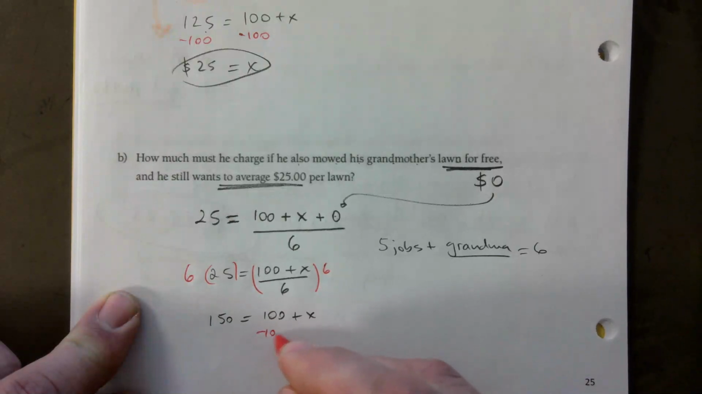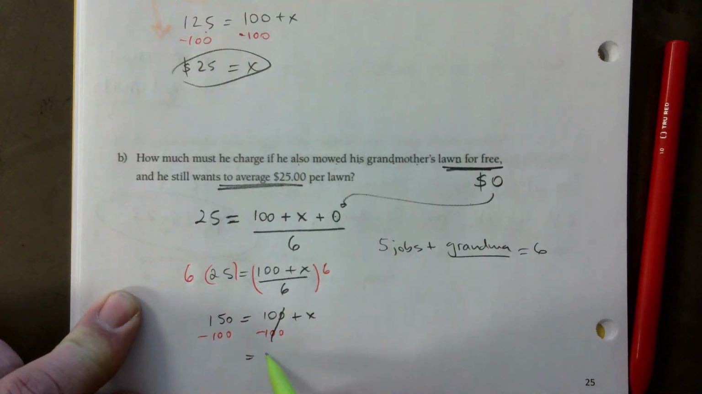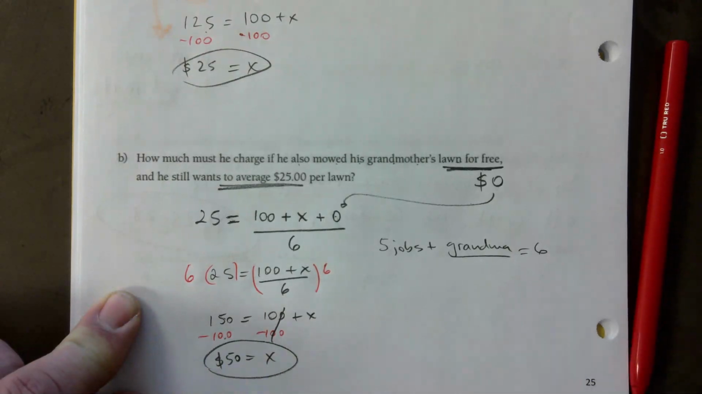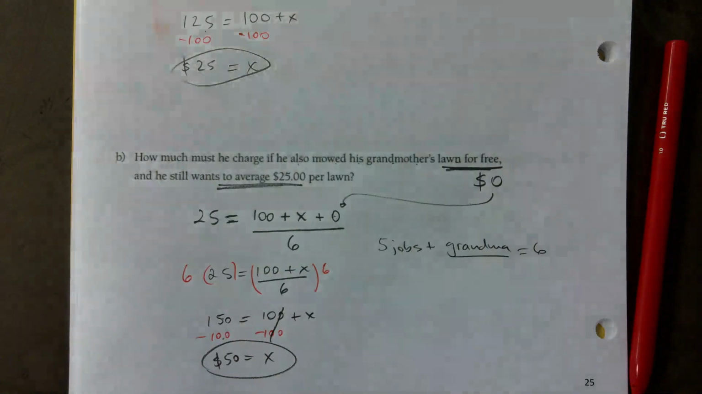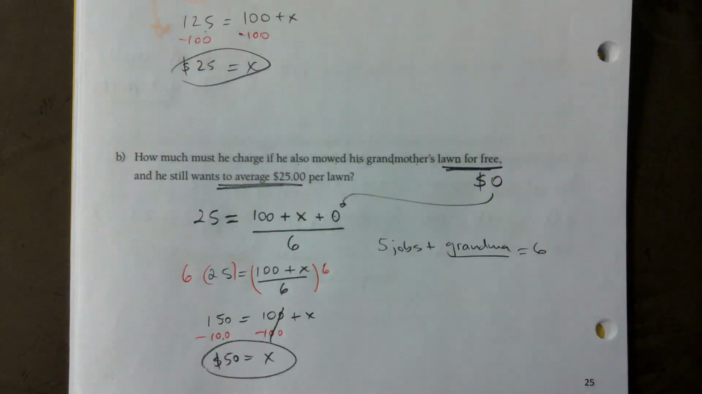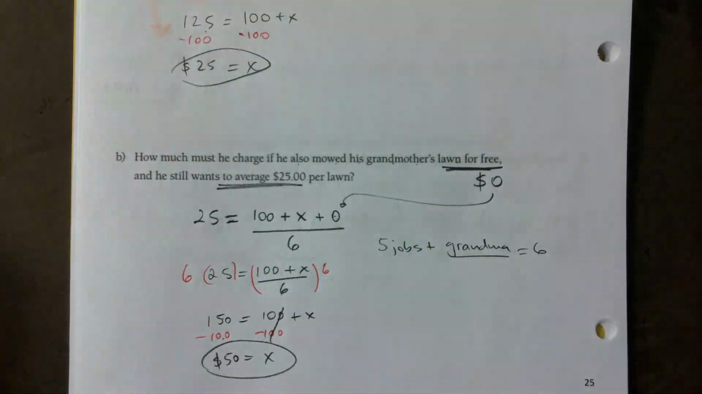You subtract 100 because you still want an average of 25 per job. So this would be 50 bucks that you need to charge to still keep that average. So somebody else is paying for your grandma's lawn. Basically, that's what's happening here. And so that's how backwards is done.